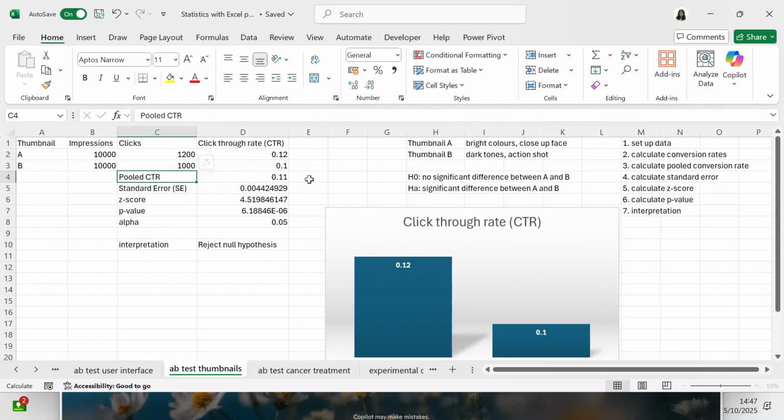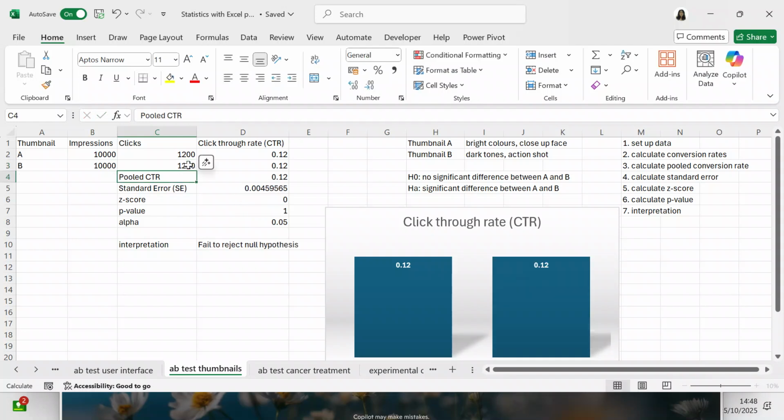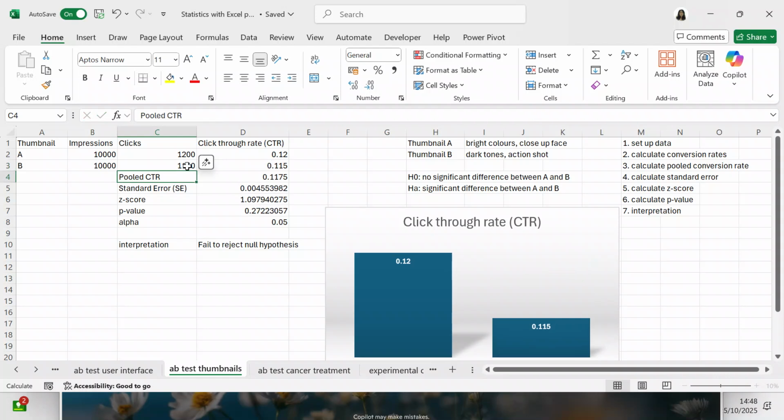When you go to 1,000, you still reject the null hypothesis. Let's go to 1,100. When you go to 1,100, you still reject the null hypothesis. When you go to 1,200, you fail to reject the null hypothesis because there's no significant difference between thumbnail A and thumbnail B. So we'll come over here to 1,150. At 1,150, you fail to reject the null hypothesis. And at 1,100, you reject the null hypothesis.